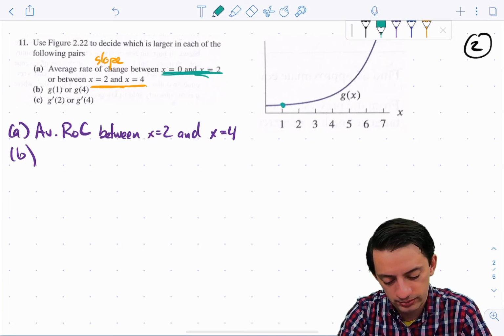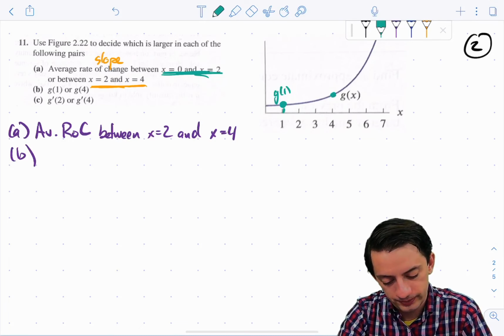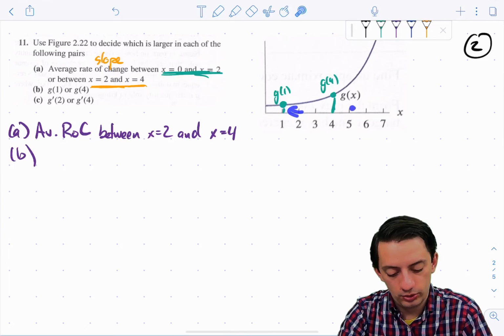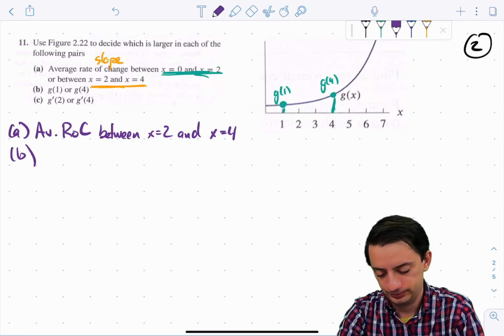Well, g of 1 is here. So it's this height. It's this height, g of 1. G of 4 is this height. So which height is bigger, that one or that one? Clearly the second one. So g of 4 is bigger.